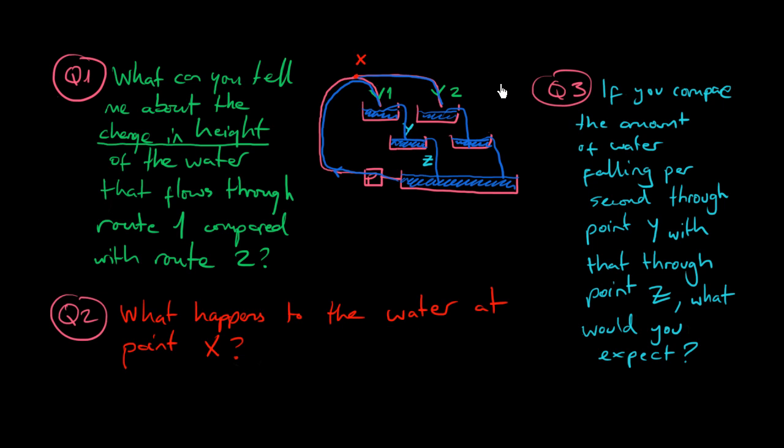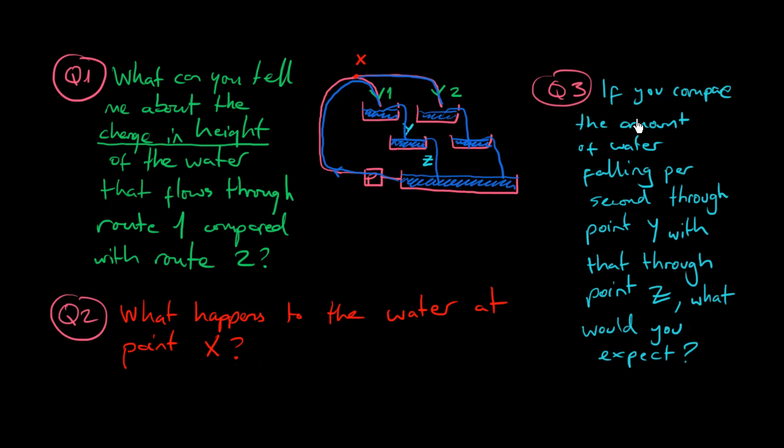So what can you notice about the change in height between the water that goes along route number 2 and route number 1, those 2 routes? Question 2. What happens to the water at point X? This is point X. What happens to the water there? It's a pretty simple question.